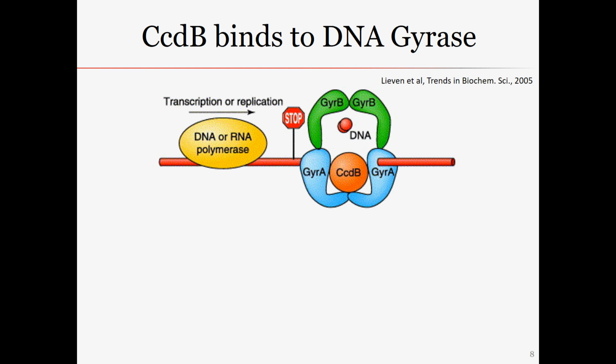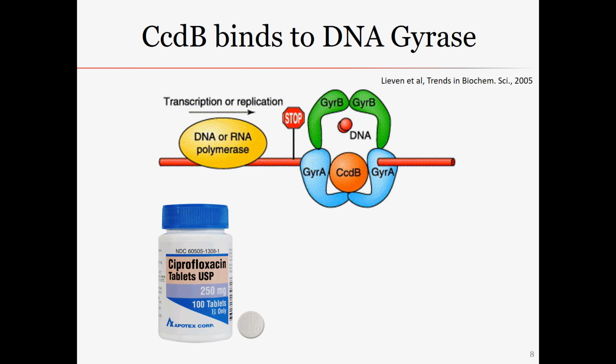When gyrase is trapped on the DNA, replication can no longer occur. This prevents the cells from being able to propagate. This is actually the exact same mechanism used by the antibiotic ciprofloxacin and the chemotherapy drug doxorubicin to prevent cell propagation.